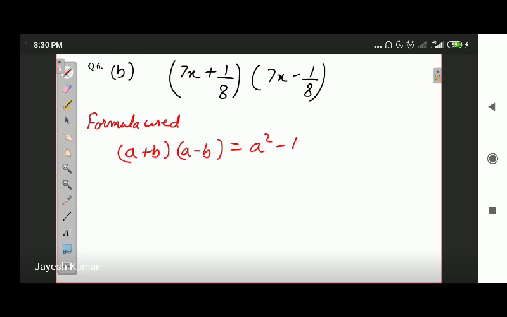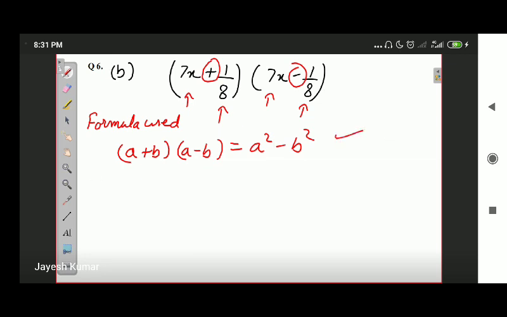How do we identify which identity to use? Simple. Both the brackets are to be multiplied. The first term of both the brackets is the same, as well as the second term of both the brackets. The first term of both brackets is 7x. The second term of both brackets is 1 upon 8. So the pair of terms are the same, but the signs in between are different. In such cases, you apply the formula of a square minus b square.